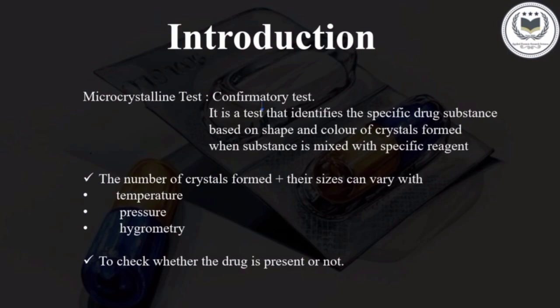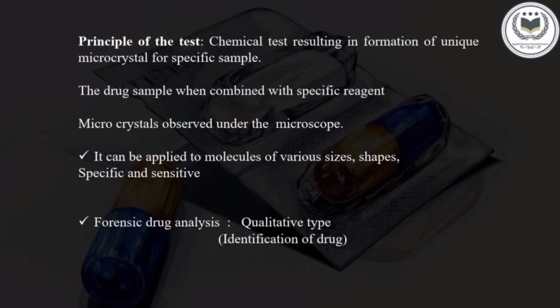This microcrystalline test is widely used to check whether the drug of interest is present or not in the sample. Simply, it reveals the identity of the drug. Let's see the principle. It's a chemical test in which a drug sample is combined with a specific chemical reagent, which results in the formation of microcrystals that can be easily observed with the help of a light microscope. It's a qualitative type of test where only identification of the drug is done.